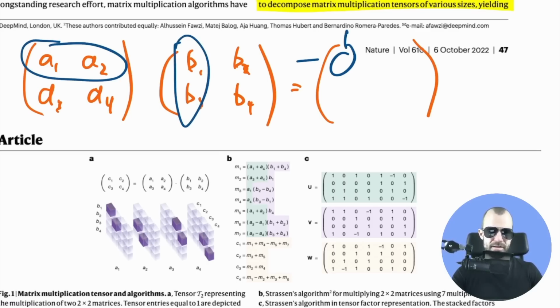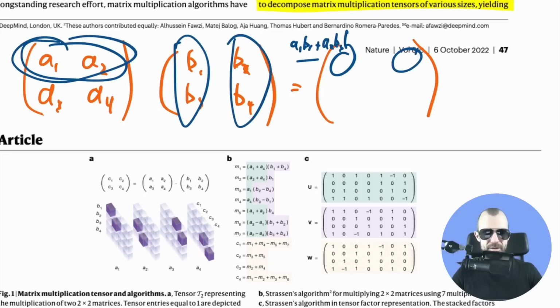So that's kind of like A1, B1 plus A2, B2, right? That's the thing. And I do it for every single component right here. So A1, B1 plus A2, no, B3 is that. You see I already fail. So I do that, and then I compute this one by using this row and this column and so on.